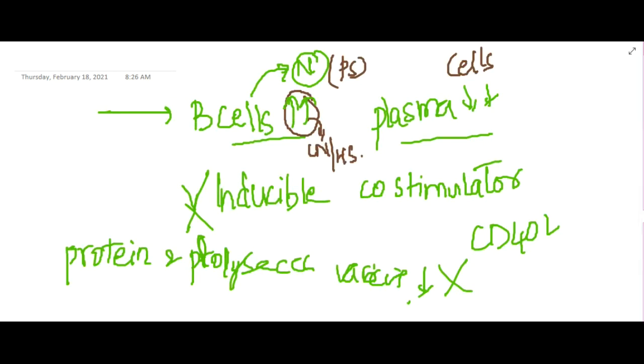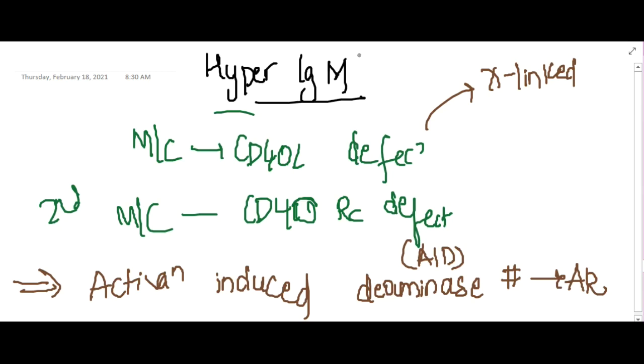Then the next disorder which is important is hyper IgM syndrome. This is an X-linked disorder where the defect is in the CD40 ligand, because hyper IgM syndrome most commonly occurs due to the defect in CD40 ligand. The second most common cause is a CD40 receptor defect. So in both these conditions, the class switching is defective.